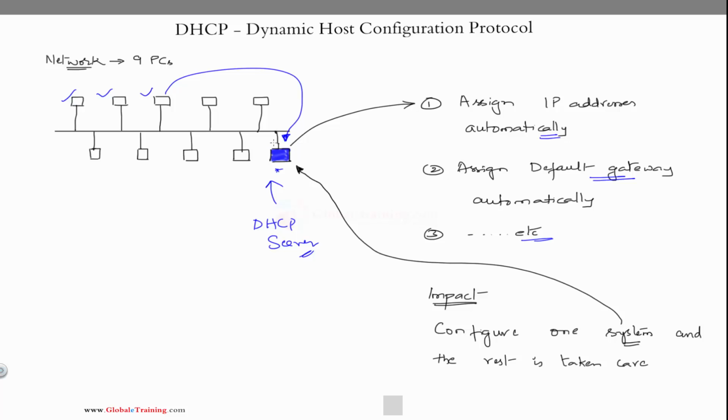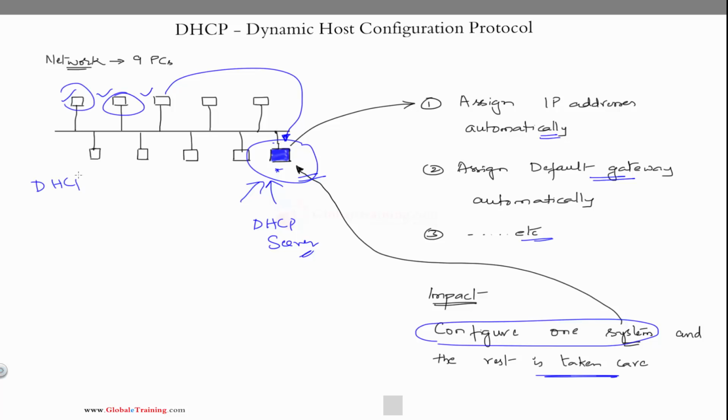Now, when everything is done automatically, then what's the impact? A lot of work is just gone. All the laborious work is gone. And actually, the rest is taken care of. All you need is one system, which is nothing but a DHCP server. You configure it and configure these as DHCP clients. Once you do that, these clients will automatically get the IP address from the DHCP server, and the rest is taken care of.